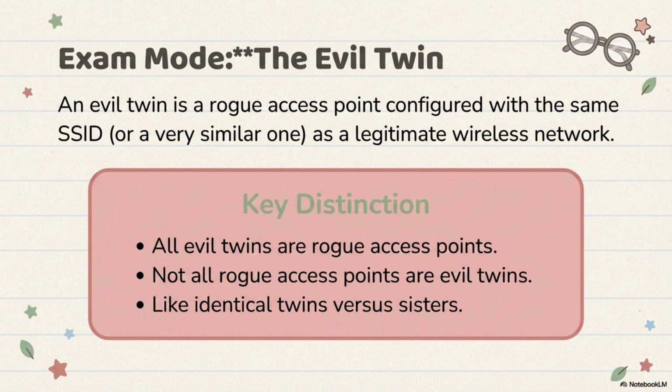Here's the key distinction. All evil twins are rogue access points. Not all rogue access points are evil twins. Like identical twins versus sisters, evil twins intentionally mimic the SSID. Rogue access points might not.